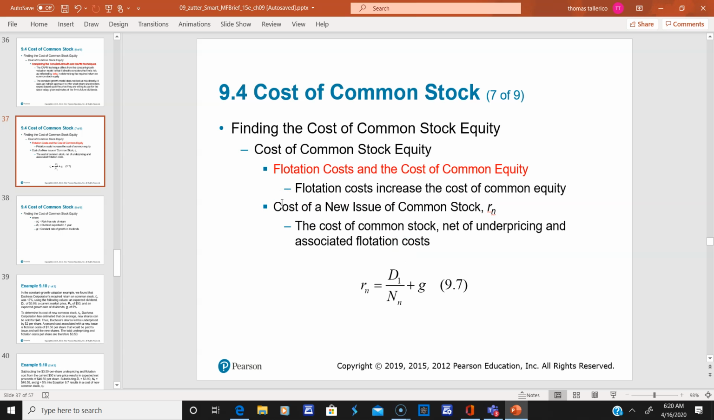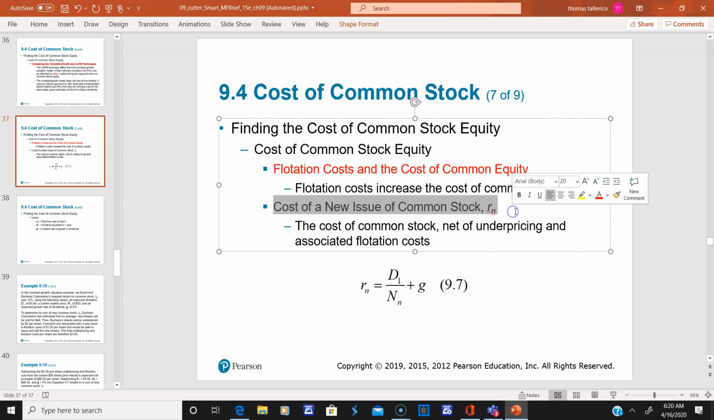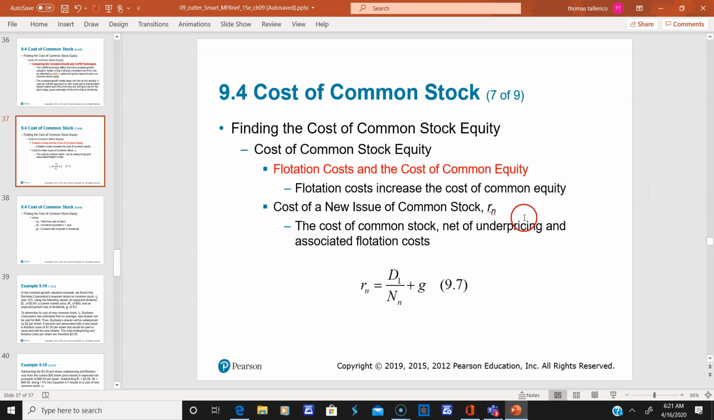This differs from the existing issue that we already talked about. That's important. So the cost of common stock, net of the underwriting and associated flotation costs, is as reflected here.